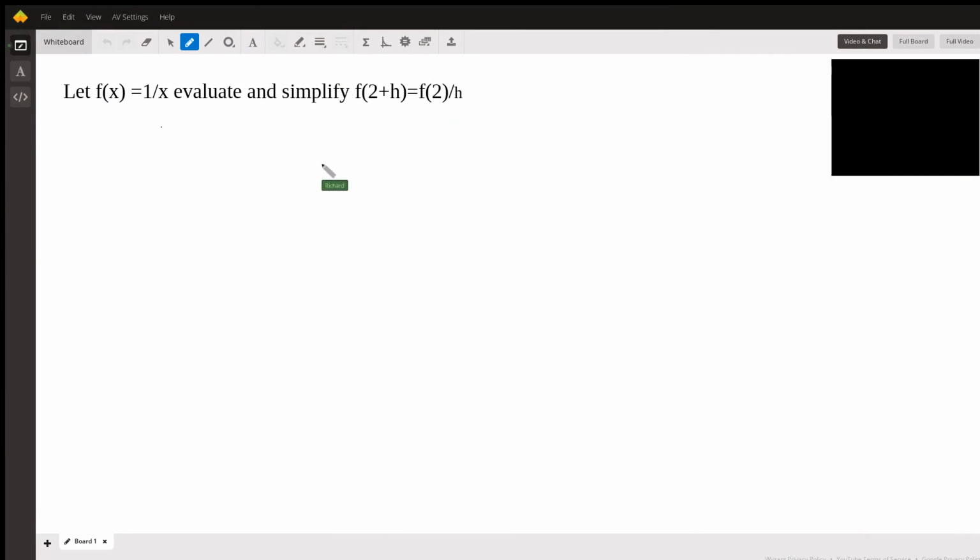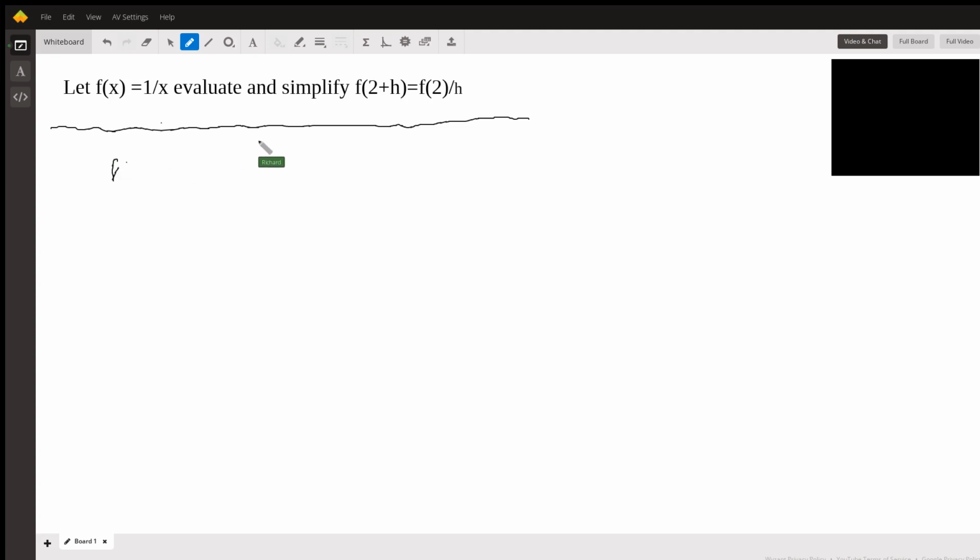This particular student looks like he or she is starting to get ready for calculus because what we're working with here is called the difference quotient. And this difference quotient is a very important part of the study of derivatives in calculus. So let's walk through the steps here.